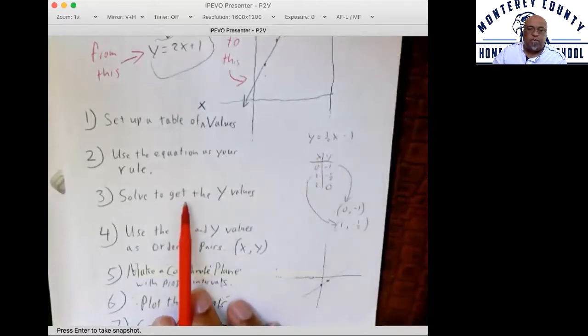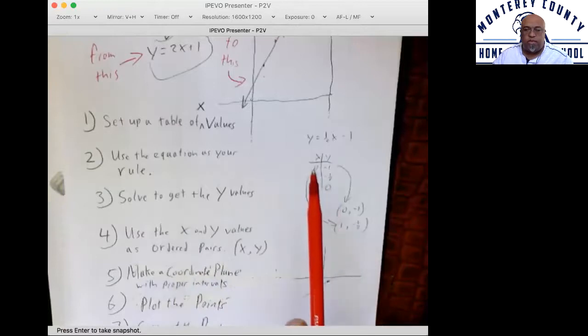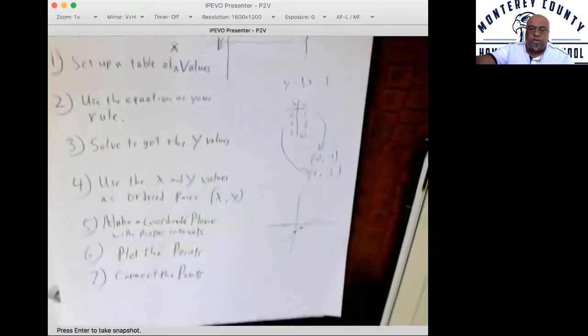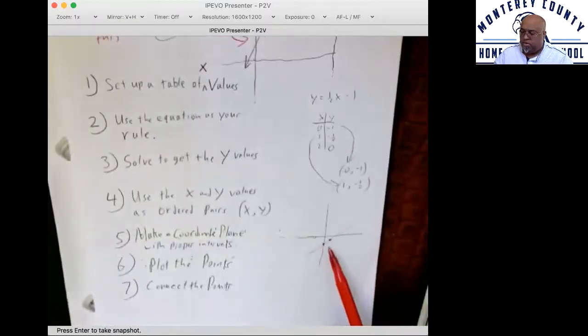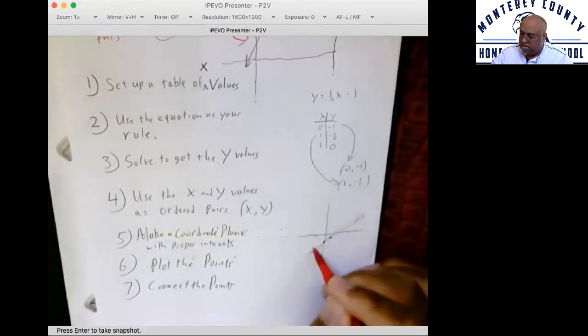So you solve to get your y values. Put in your x values and then use x to get your y values. Use the x and y values as ordered pairs. For example, my first value is 0, -1, then I turn that into the ordered pair 0, -1. And then I want to make a coordinate plane. The coordinate plane is pretty much just 2 lines on a graph paper. It shouldn't be that hard to do. And then step 6 is you want to plot the points. So you put the points down, and then you connect the points by making a line. Oops, sorry. The line's a little off here.